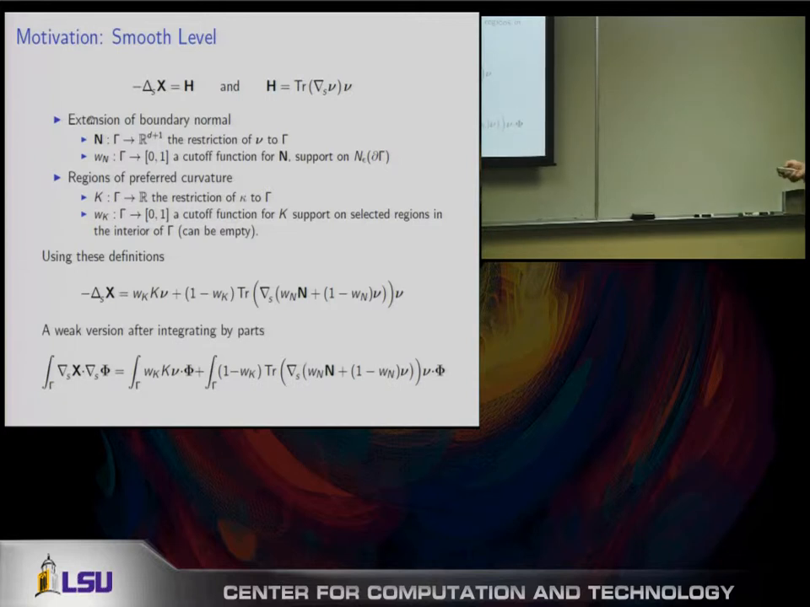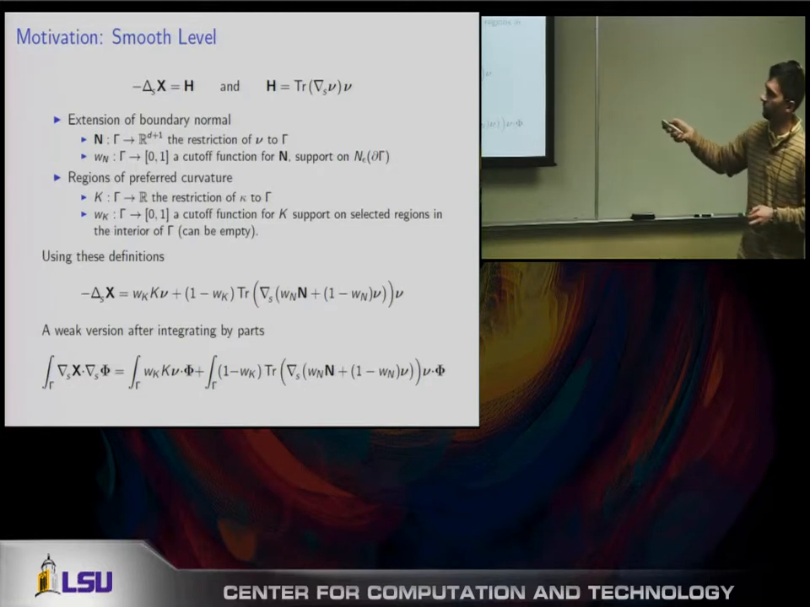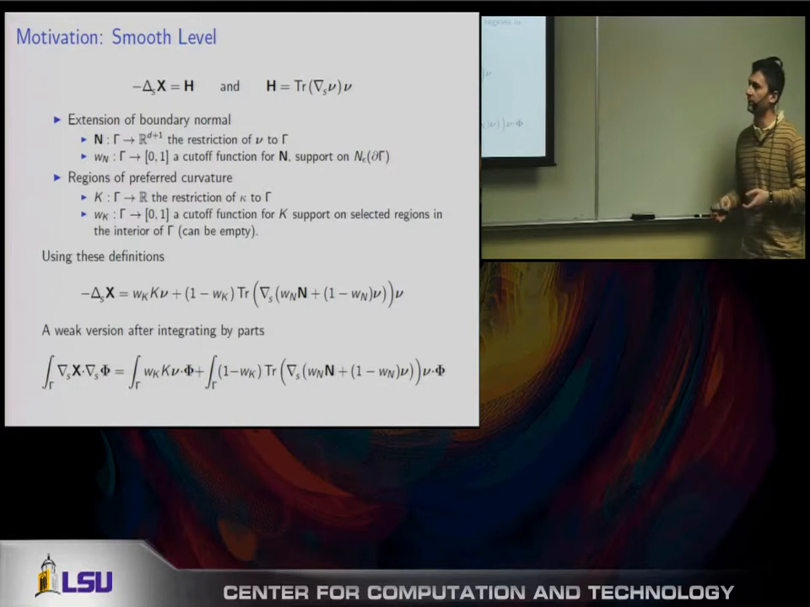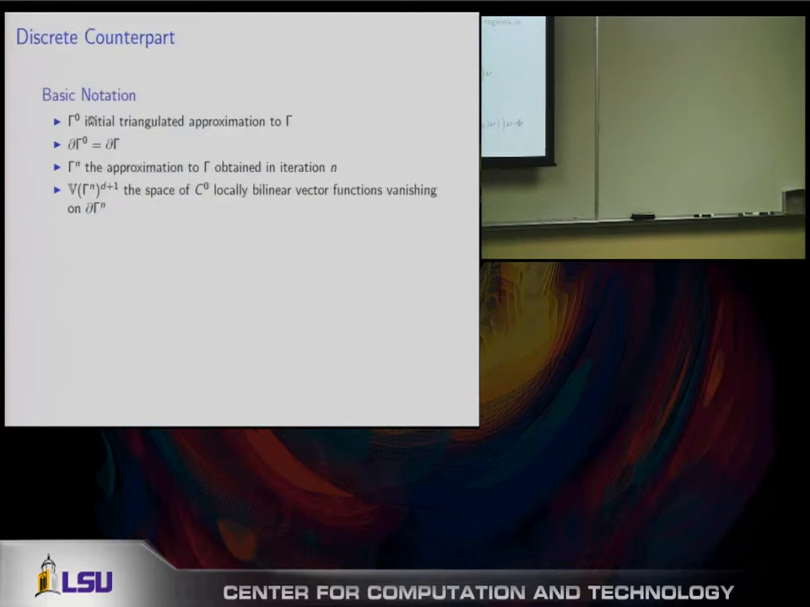And now you integrate this by parts, and you get this expression here. This expression here is an identity of the smooth level and is completely equivalent to this, just renaming things. But now, this that you see here can be interpreted in the discrete setting to give the algorithm. So this is the germ of the algorithm that I'm gonna talk about.